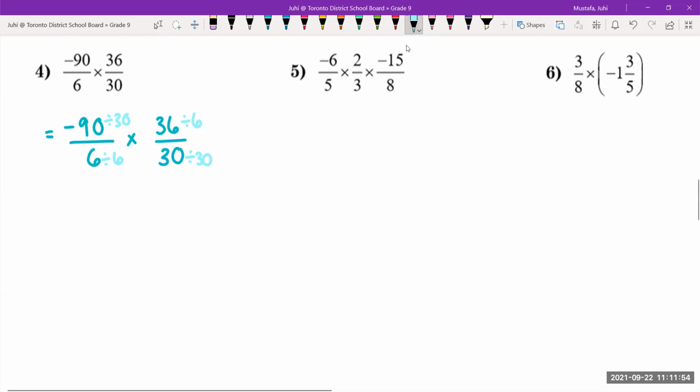All right, so now what I'm going to do is rewrite the numbers. What is negative 90 divided by 30? It's going to be negative 3. How about 6 divided by 6? It's going to be a 1. How about 36 divided by 6? That's going to be a 6. And how about 30 divided by 30? It's going to be a 1.